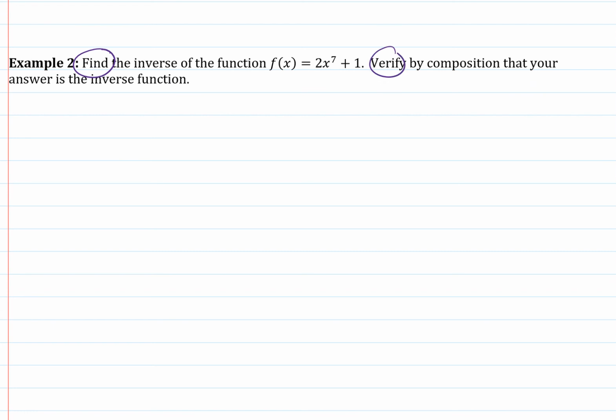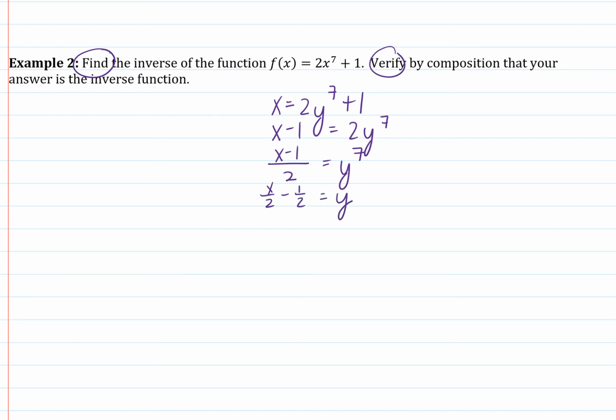Well, we know to find that pair, that inverse function, we just switch the x and the y and then solve for y. You can leave the left-hand side as x minus 1 over 2 if you like. I like to write it as two different terms so I can just remember that both the x and the 1 are being divided by 2. And so now I have this y to the 7th.